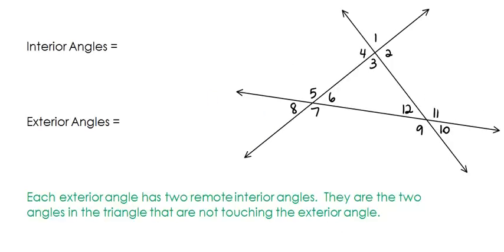The last definitions for today are interior and exterior angles. Okay, all you have to do is think of what the words mean. Interior refers to inside. Okay, so they're the angles inside the triangle. 6, 3, 12.